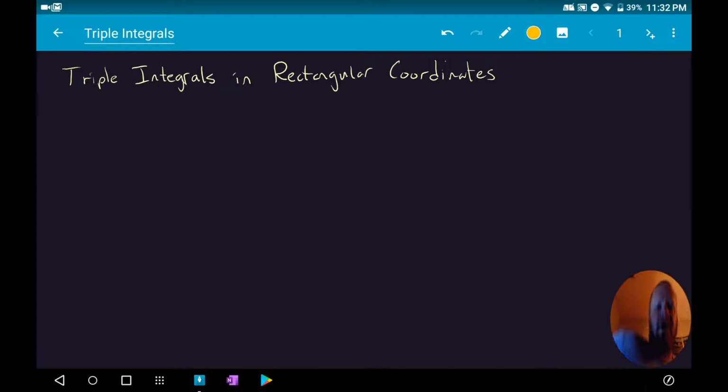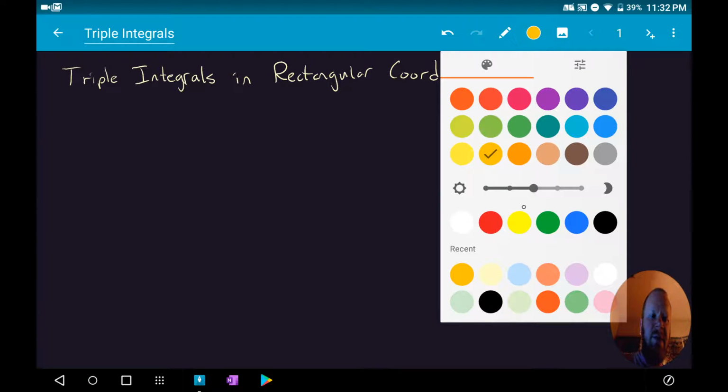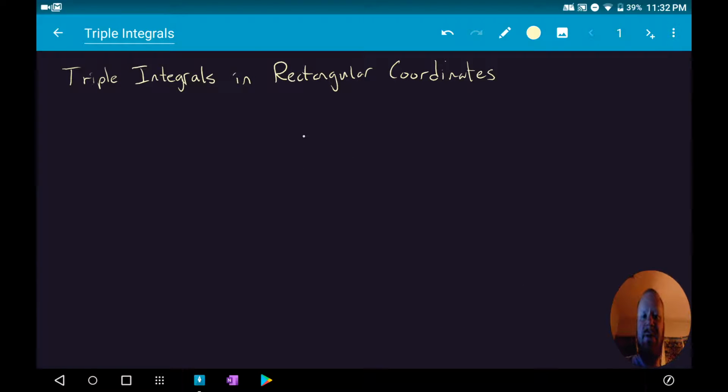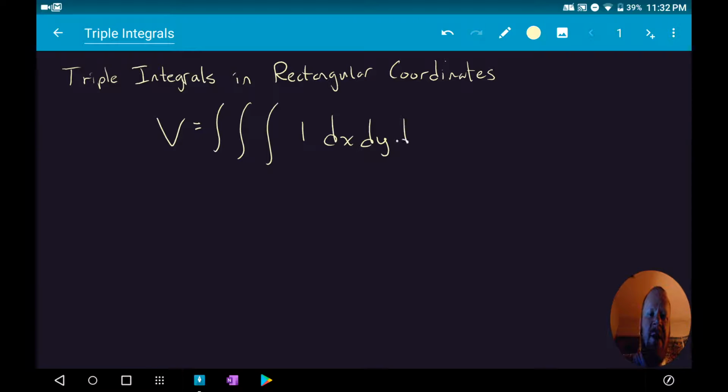Hi everyone. Today I'm going to be doing a video about triple integrals in rectangular coordinates. What that means is that when we go to find the volume of some surfaces, it's going to look like a triple integral with a 1 here. And then the rectangular part means that we're looking at things like dx, dy, and dz. So it's going to be some combination of them.